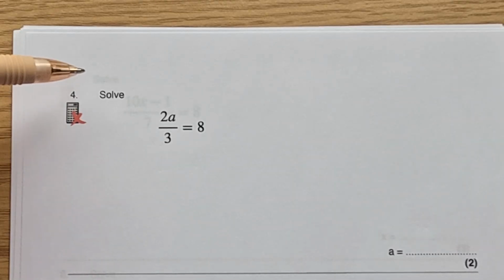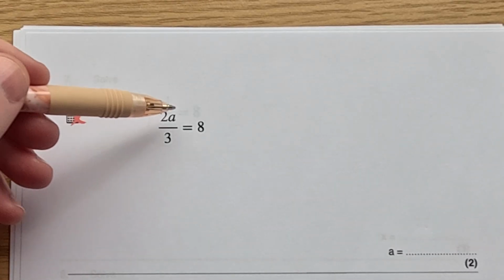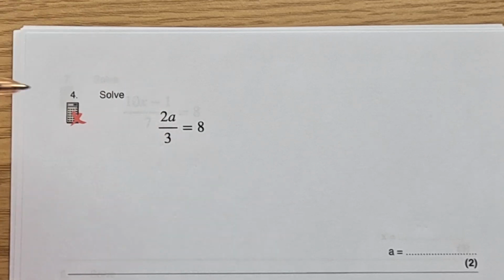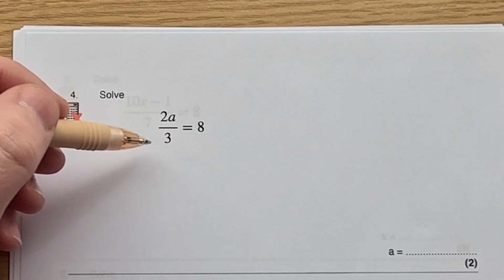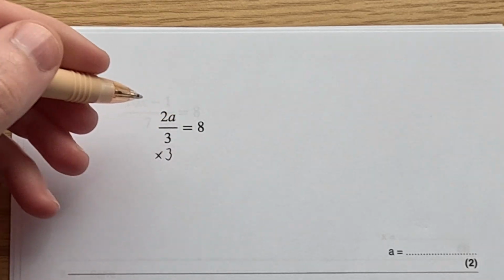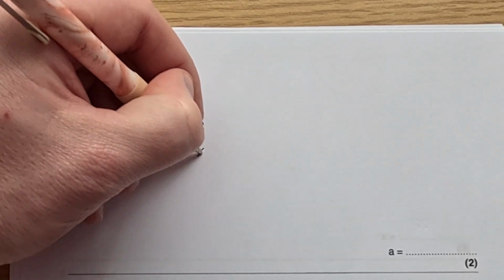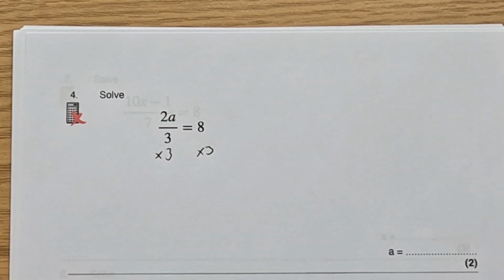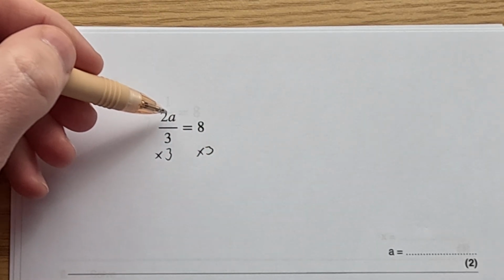Okay, let's look at our next question, question number 4. Question number 4 says to solve 2a over 3 is equal to 8. So we want to get the a on its own. So let's get rid of this divide by 3. Let's get rid of this denominator. So let's multiply both sides of the equation by 3. So let's multiply the left-hand side of the equation by 3 and multiply the right-hand side of the equation by 3. So on the left-hand side, we had 2a divided by 3.